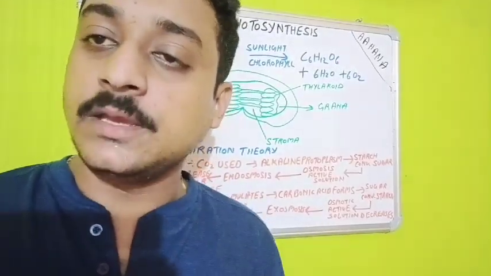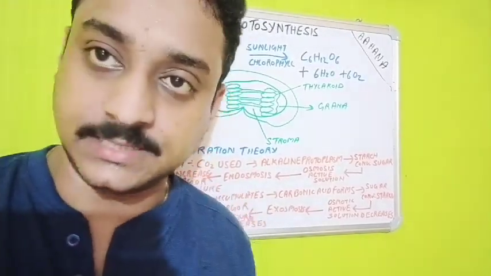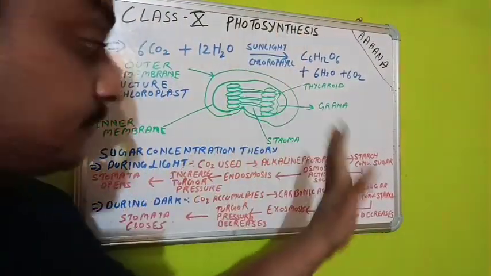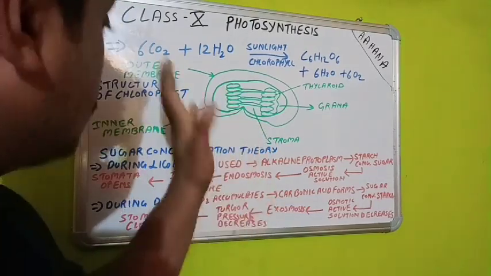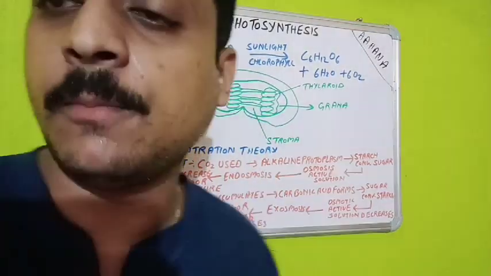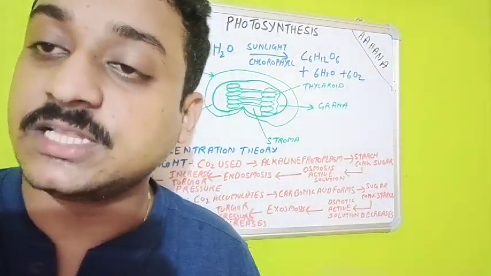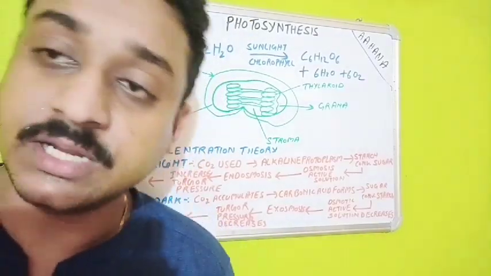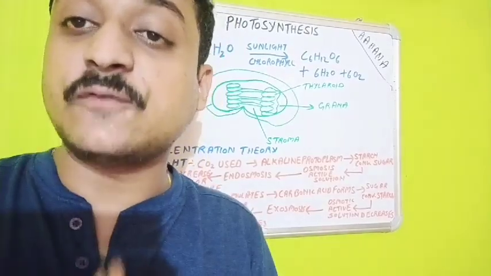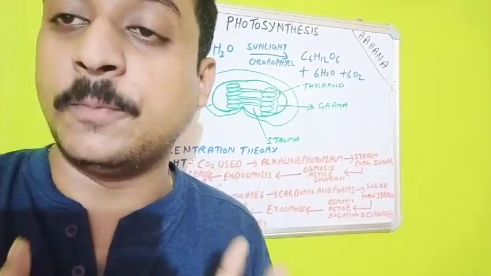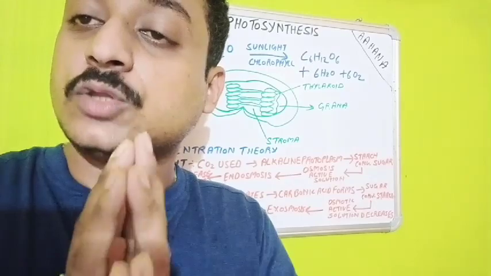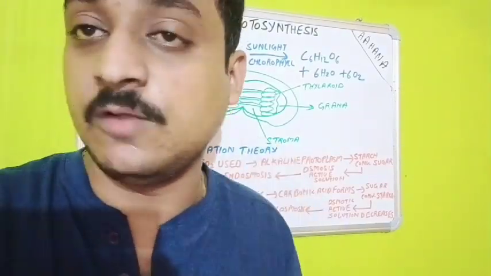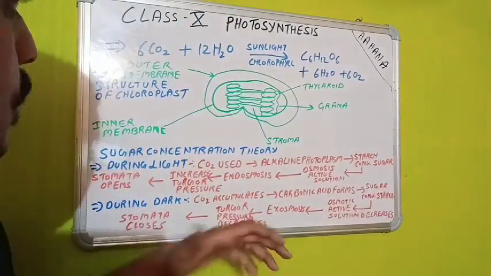Today's topic is photosynthesis for class 10th. Today we will be learning the equation of photosynthesis, the structure of chloroplast, and the sugar-starch interconversion theory, also known as the sugar concentration theory: how the presence of sugar allows the stomata to open, and how, if sugar is absent and starch is present, the stomata will be closed. That we will be learning today. So with this note, we'll be starting first.